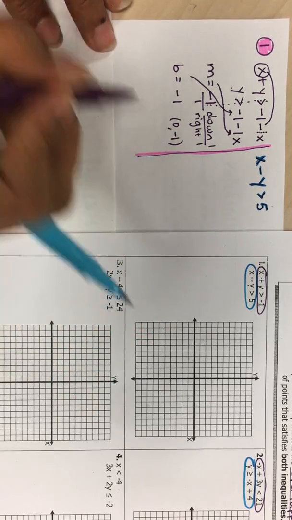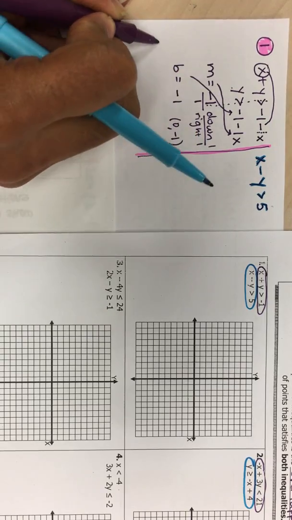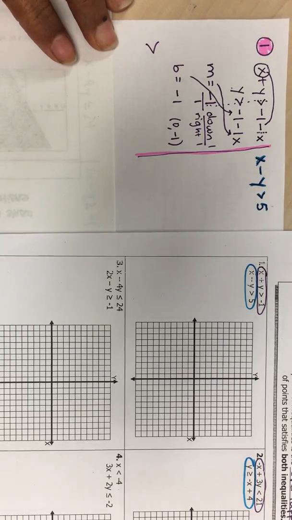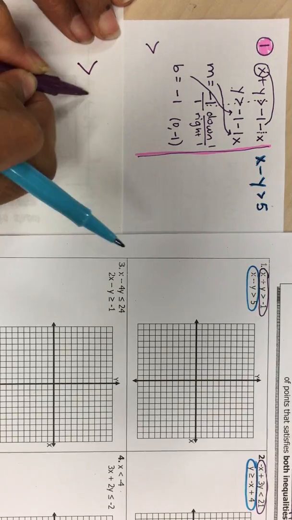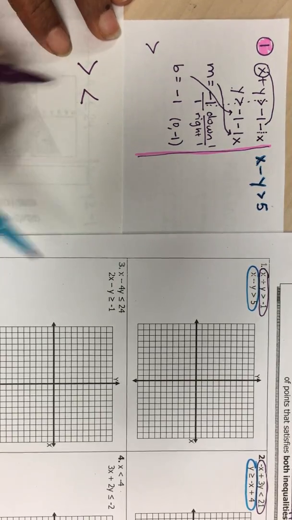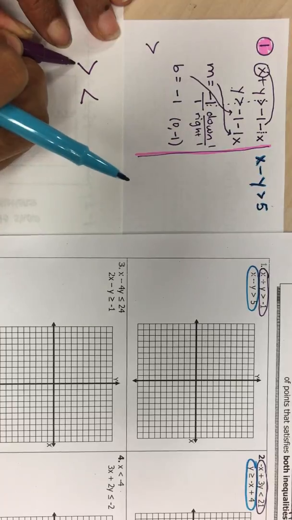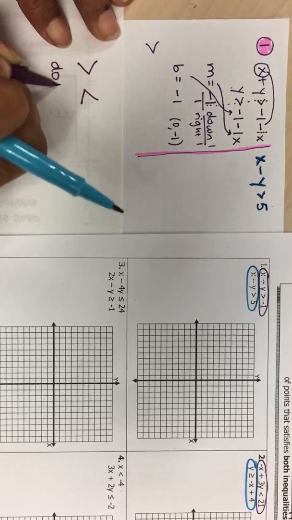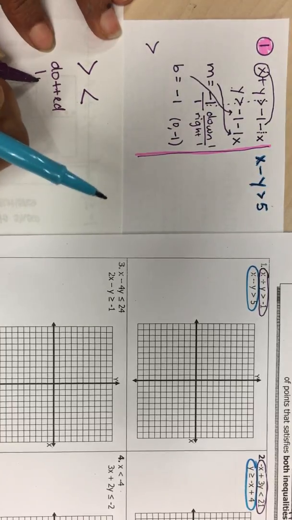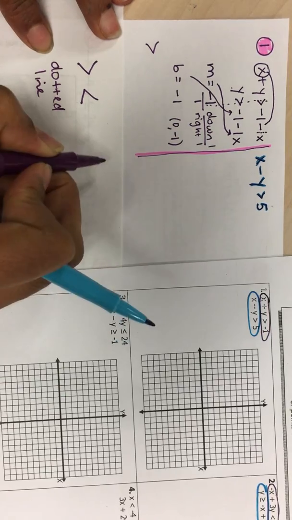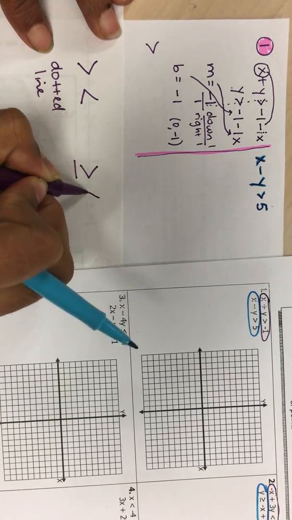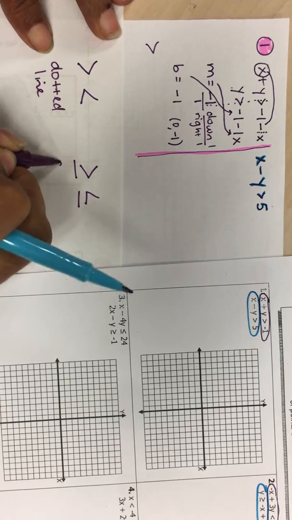All right, now let's discuss the symbol. The inequality symbol we're working with is that. Okay, and we know that these symbols here, without the or equal to underneath, create a dotted line. These symbols here, with the or equal to, create a solid line.